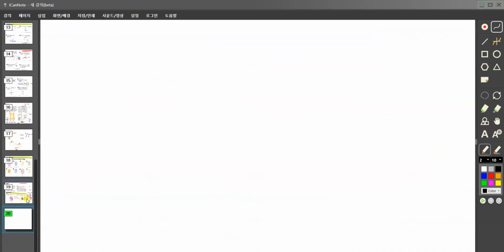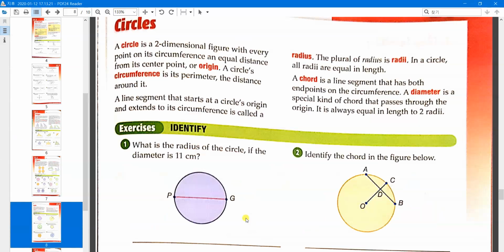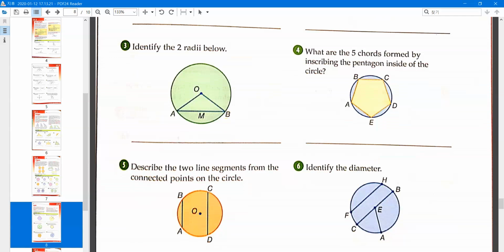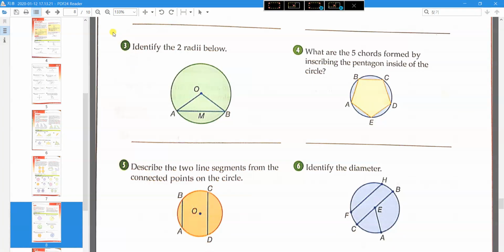Or you memorize all these things. Go to the next page. Let's see what's our next page. We can talk about circles again, about these four problems.